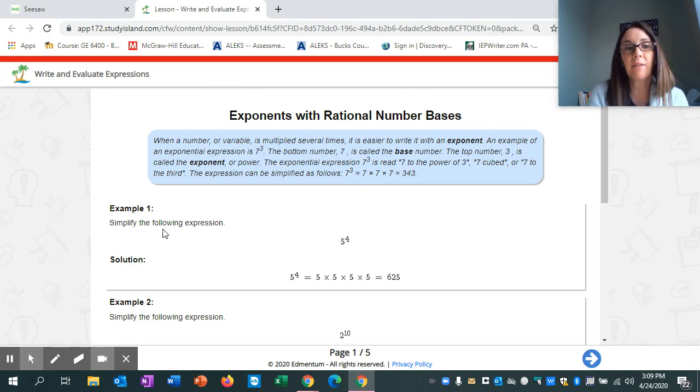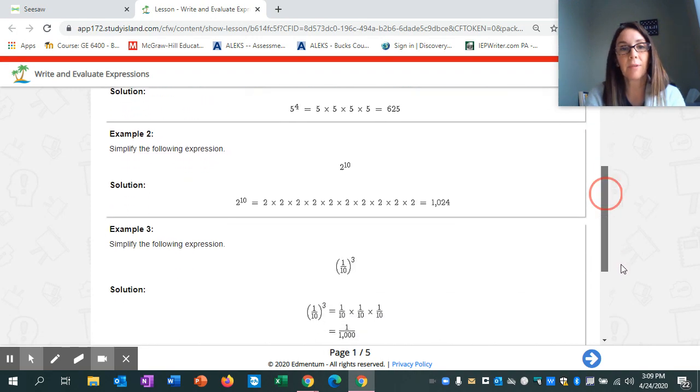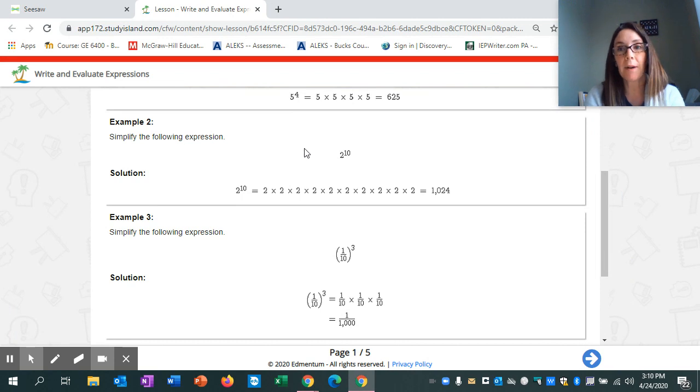Example 1. Simplify the following expression. 5 to the fourth power. Solution. 5 to the fourth power is the same as 5 times 5 times 5 times 5, which equals 625. Example 2. Simplify the following expression. 2 to the 10th power. Solution. 2 to the 10th power is the same as 2 times 2 times 2 times 2 times 2 times 2 times 2 times 2 times 2 times 2, which equals 1024.